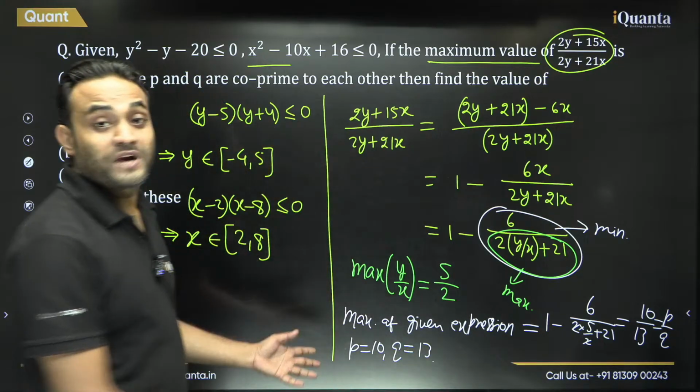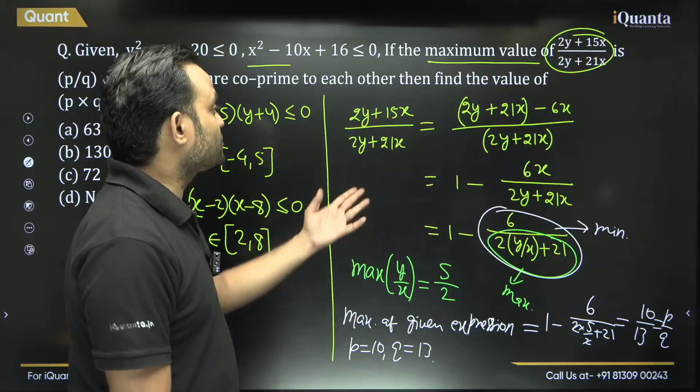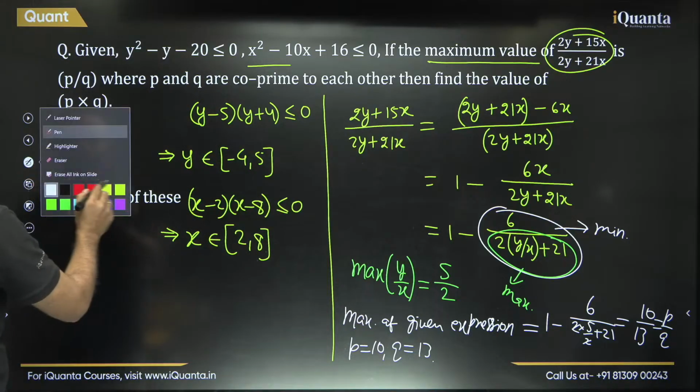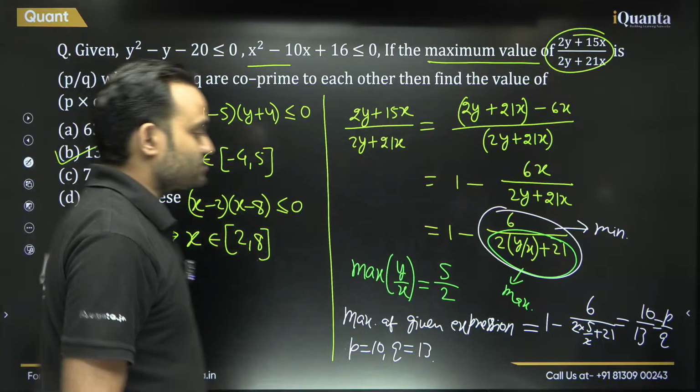That is p by q, means p is equal to 10 and q is equal to 13. And both of these are co-prime to each other as well. We need to find the value of PQ. P into Q will be option B, which is 130.